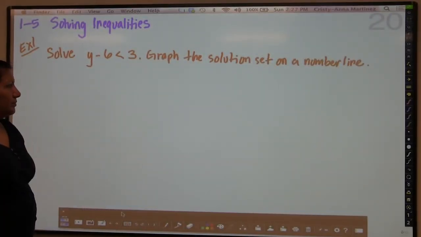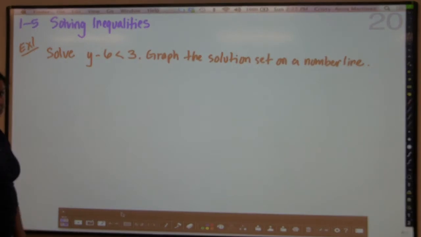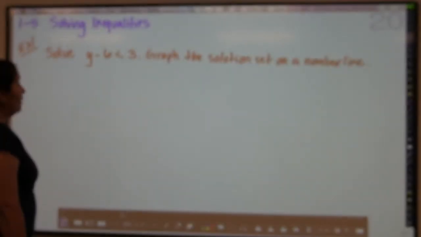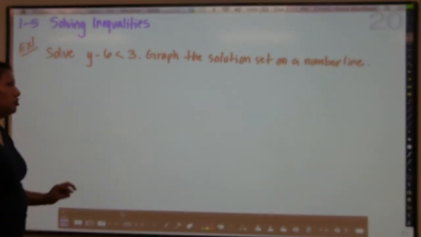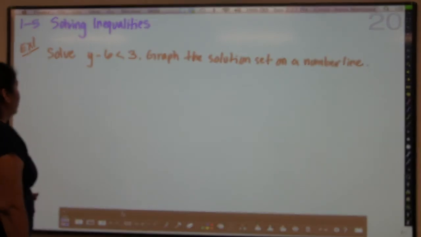Hello, this lesson is for Algebra 2, and it's entitled Solving Inequalities, Chapter 1, Section 5 in your textbook. And we're going to dive right in. Solving inequalities is a lot like solving equations. The only thing that is different, there's actually two main things that are different when you're solving inequalities.